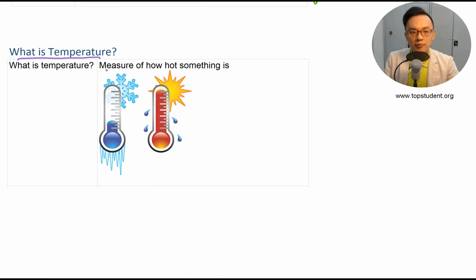Alright, so what is temperature? Temperature is a measure of how hot something is. It's like for mass you have kg, for length you have cm, so for temperature you have something called degrees Celsius, which is how hot something is.